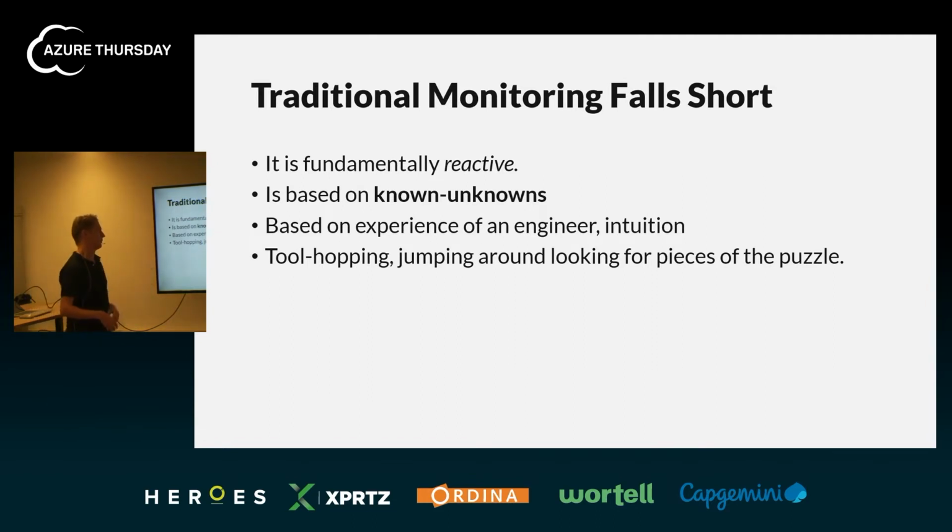So the experience of an engineer also becomes very important when you apply this kind of monitoring. You have to know the system very well. You have to know about all the things that can go wrong, and you can imagine in those complex systems nowadays it becomes harder and harder to know everything, what is connected to what, stuff like that. Another problem with the traditional approach is tool hopping. You have to jump around a lot of different tools to see what's going on and connect all the dots together.